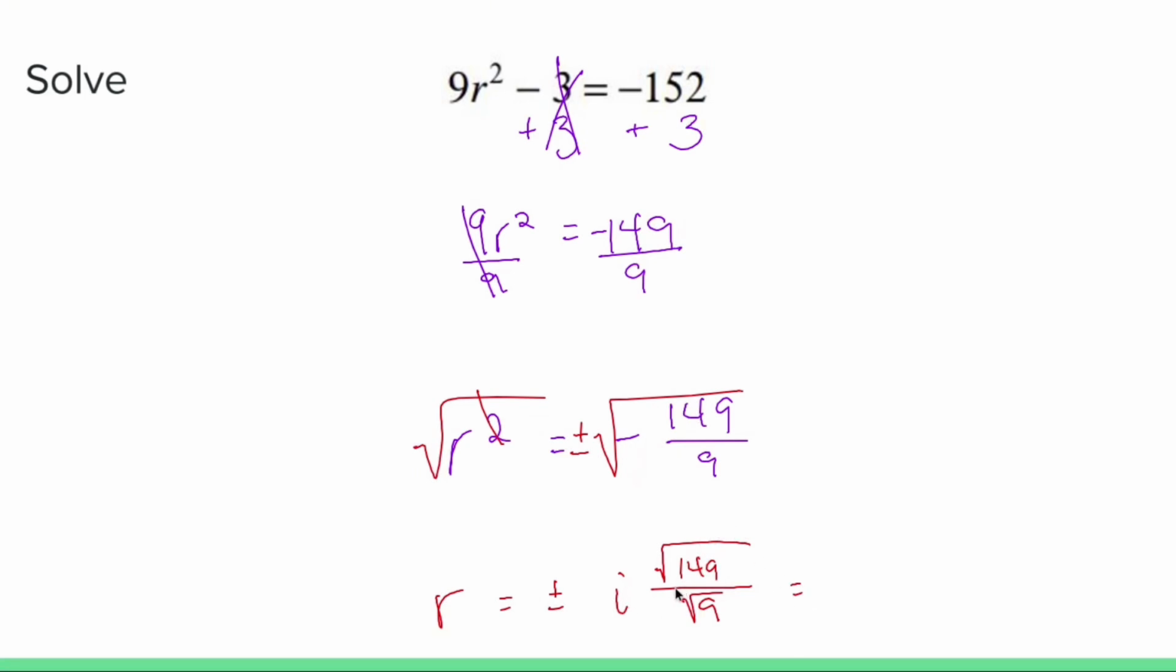So when all is said and done, I can't take the square root of 149. I can't even rip it apart. I don't even know what it's divisible by. So what I get is positive or negative i, floating around. The square root of 149 lives in the numerator, and the denominator is the square root of 9, which is 3. So that is an awful looking answer, but you know what? It's an answer.